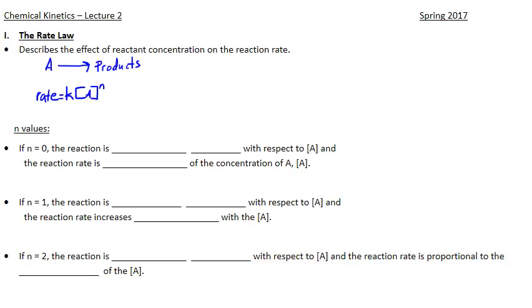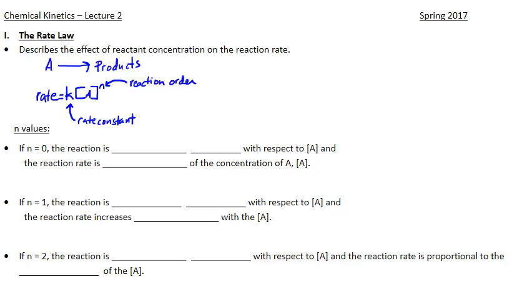Alright, where k is what we call the rate constant. That's a lowercase k, so rate constant. We'll talk more about it later on. And then n describes the reaction order with respect to that reactant. And we're going to talk about reactions where n is either 0, 1, or 2.